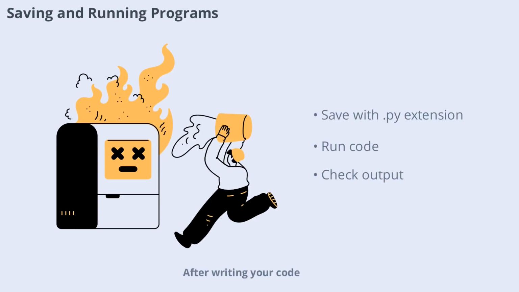After writing your code, you need to save it and run the program to see the results. In most editors, you can save your file with a .py extension for Python. Running the program executes your instructions and shows the output. This scene will guide you through the process of saving, running, and checking the results of your code, helping you develop a smooth workflow.